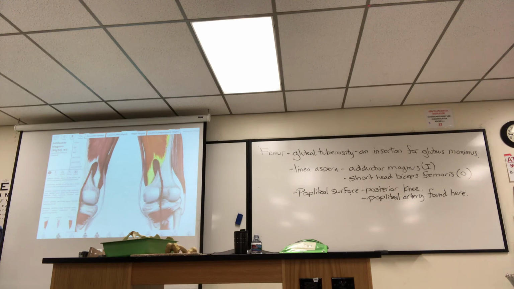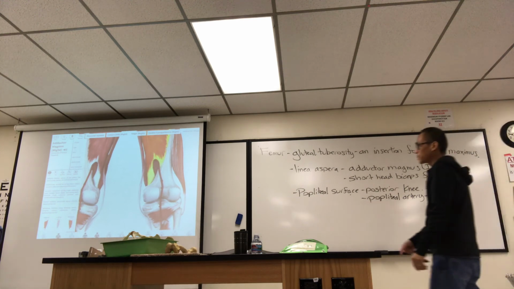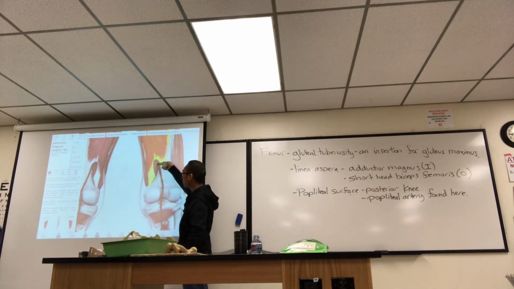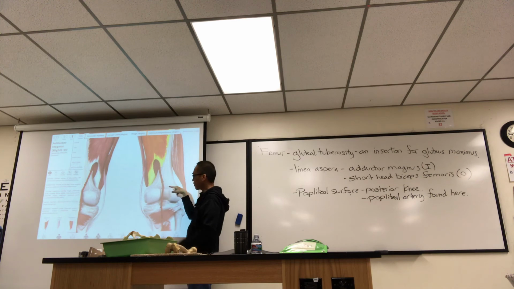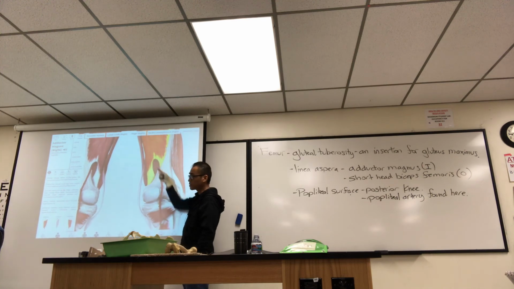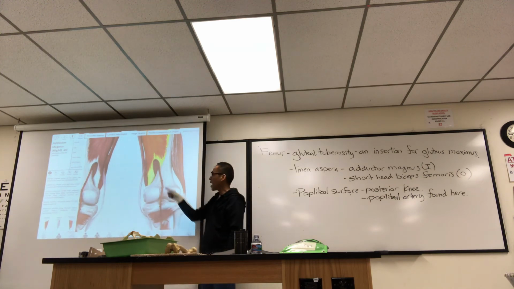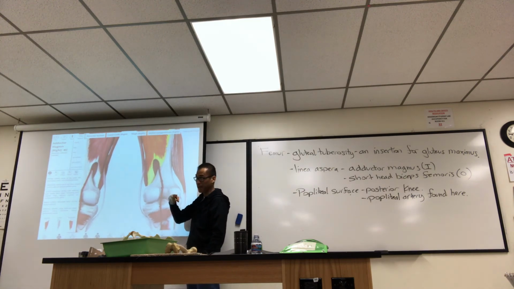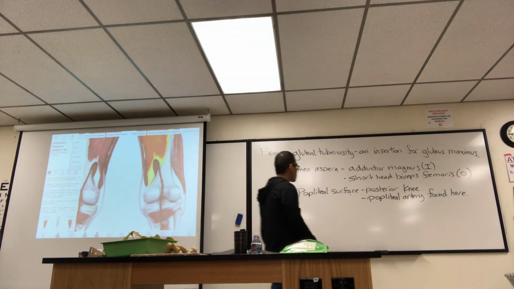So what I have highlighted is the adductor magnus muscle, and there's a little hole through that muscle, right? This little hole here. And that's where the artery passes through. Now the name of the artery, when it's in the front, is called the femoral artery. When it passes through this adductor hiatus, the name changes to the popliteal artery. Okay, so you should know that. Pretty important.